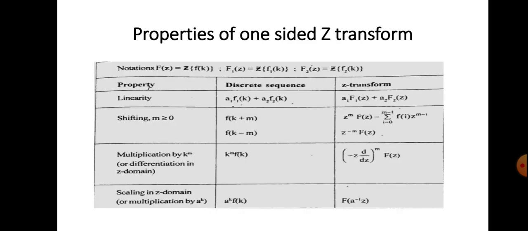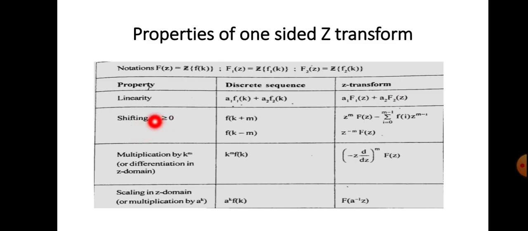Now we can go through the properties of the one-sided Z transform, and this also will help you to solve the problems in a simple manner. There are some properties like the linearity property. Here we are discussing discrete time signals. Suppose there are two signals f1 of k and f2 of k, then the corresponding Z transforms are F1 of z and F2 of z. Then a1 into f1 of k plus a2 into f2 of k will be equal to a1 into F1 of z plus a2 into F2 of z. That means this linear combination will be equal to the linear combination of Z transforms.